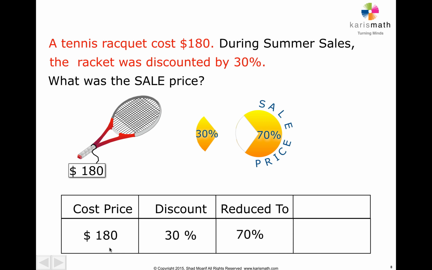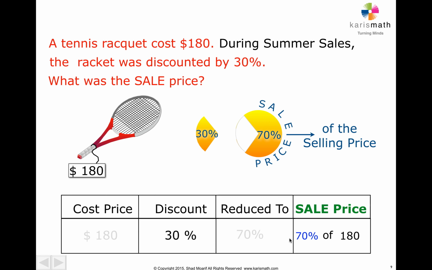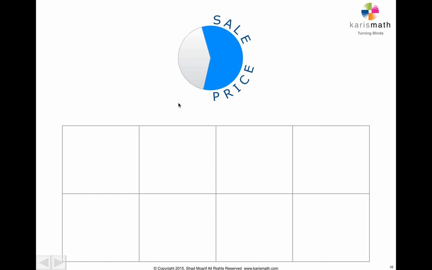So you take 70% of the cost price. And that's how we find the sale price. The sale price is 70% of the cost price, which is $180, which means 0.7 times 180, and the answer is $126.